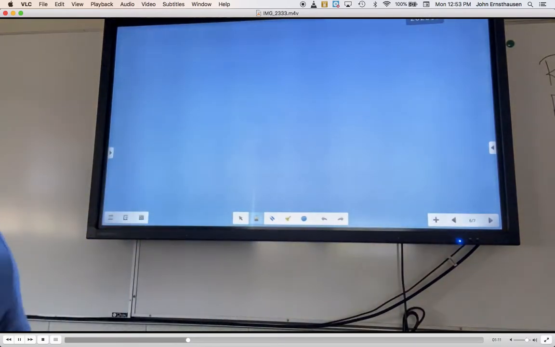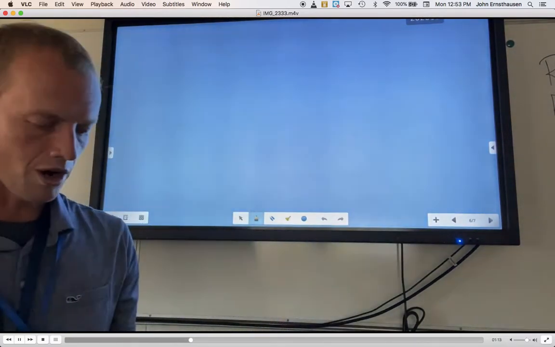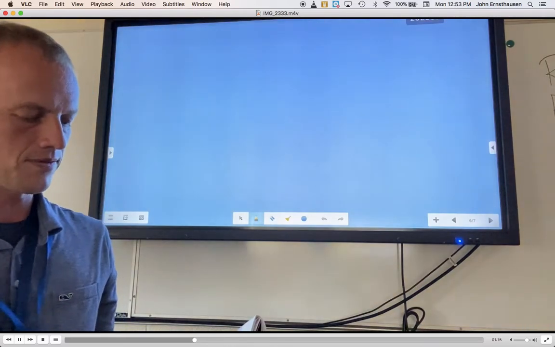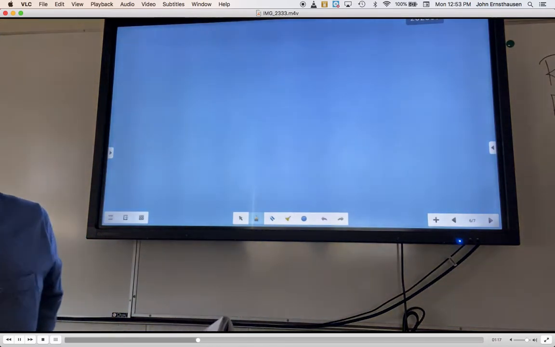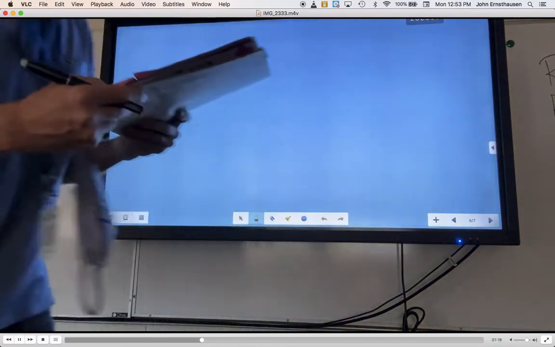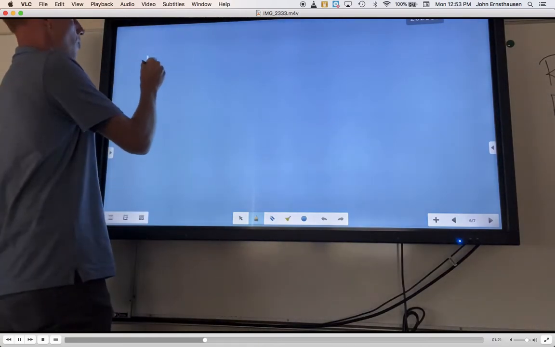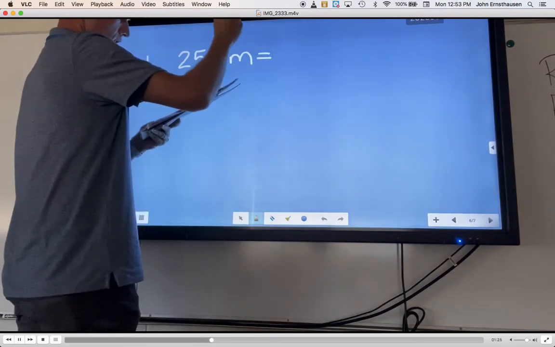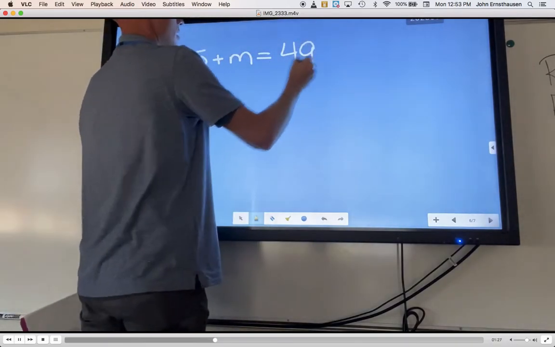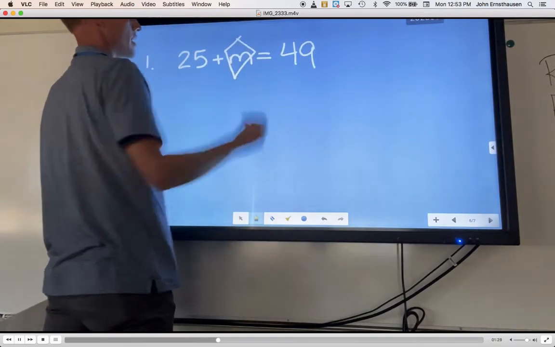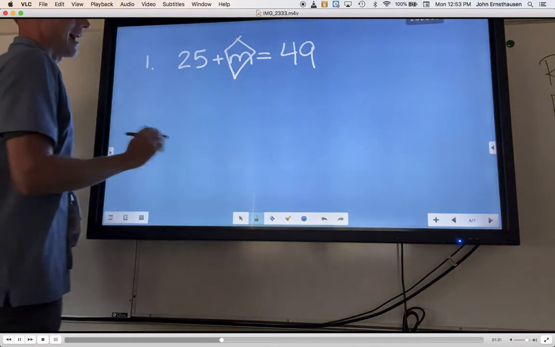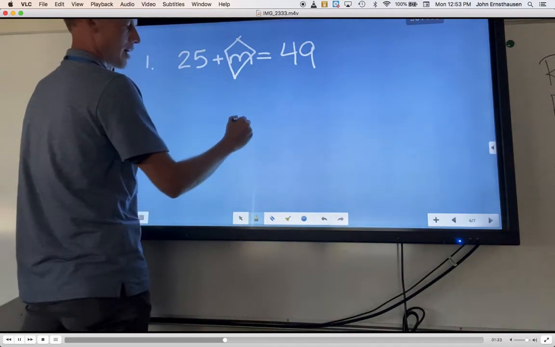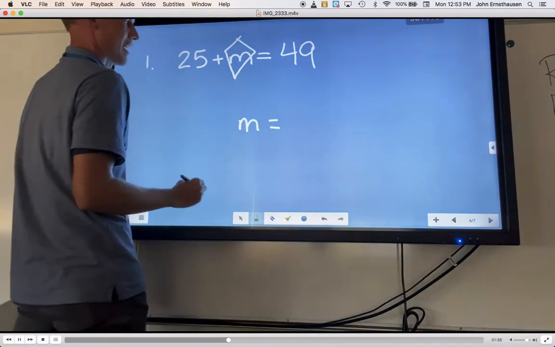Okay, cool. The directions. On pages 53 and 54 for number 1, it says in 1 and 2, explain how to get the variable alone in each equation. So for number 1, it says 25 plus m equals 49. Remember, step one, identify the variable. That's like the diamond. How do we get it by itself? We want to get m alone so that we get our answer.